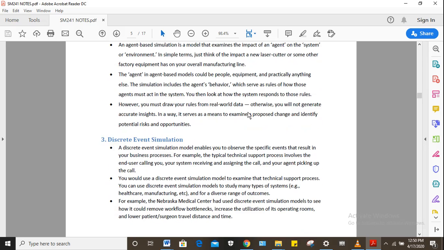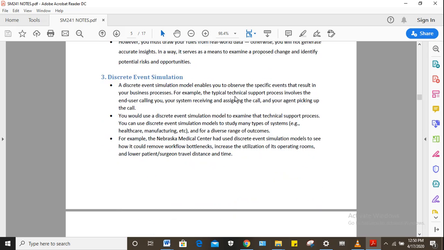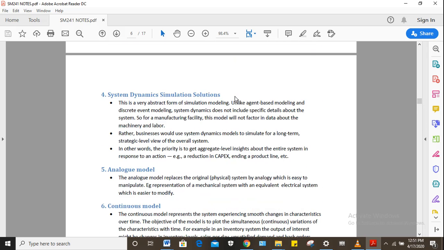Then also discrete event simulation. A discrete event simulation model enables you to observe the specific events that result in your business processes. For example, the typical technical support process involves the end user calling you, your system receiving and assigning the call, and your agent picking up the call. You would use a discrete event simulation model to examine that technical support process. You can use discrete event simulation models to study many types of systems, e.g. healthcare, manufacturing, and for a diverse range of outcomes. So that's another one. Then we also have system dynamics simulation solutions.